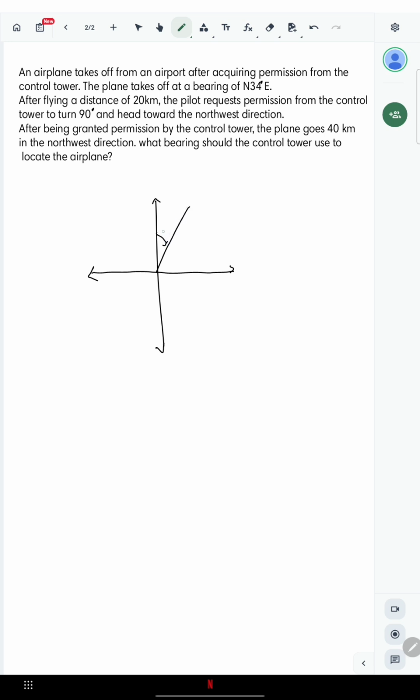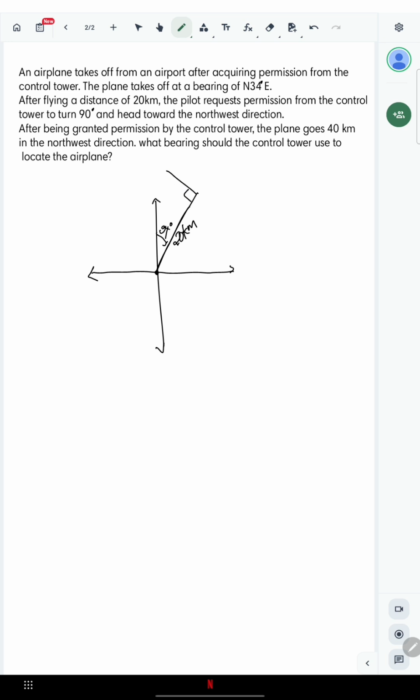After flying a distance, so ito siya, from the control tower, from the airport. Nag-request ng 34 degrees. Then, after that, that is 20 kilometers. Yung na-travel niya dyan. Then, after traveling 20 kilometers, the pilot requests permission from the control tower to turn 90. So, from there, nag-turn siya ng 90 degrees.